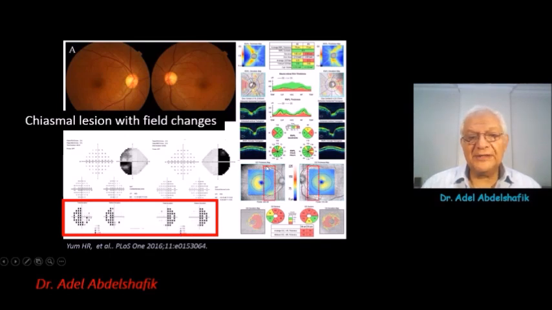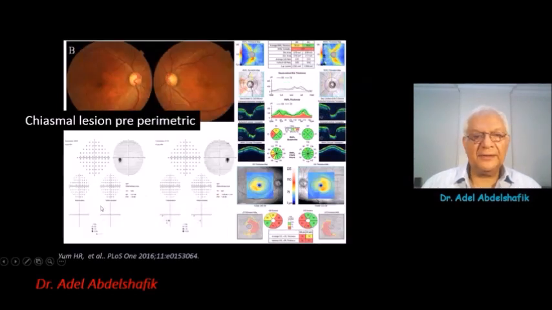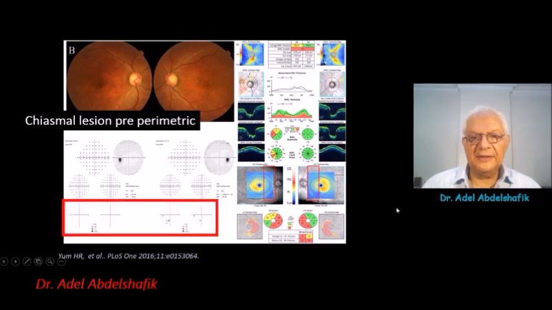And as you notice here, the ganglion cell affection is nasal to the fovea. And again, around the disc, it is on the nasal side. Another example, still no field changes, pre-perimetric case. Again, affection on the nasal side of the fovea. This goes with neurological and not glaucoma.